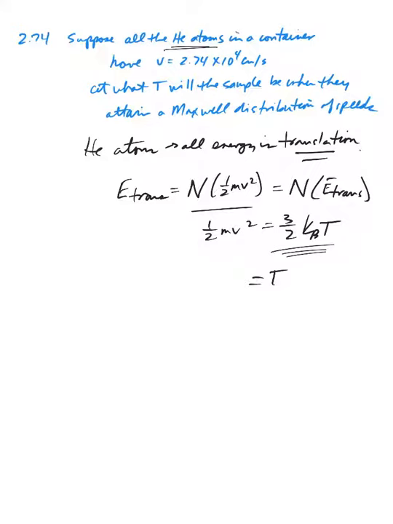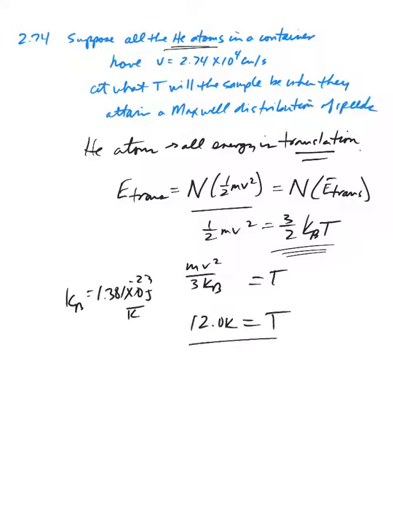If I put T all by itself, put mv squared over, what do I want to do here? The 2's cancel, so there's a 3 here, and a Boltzmann constant. Boltzmann constant is 1.381 times 10 to the minus 23 joules per K. I get a very, very cold temperature of 12 degrees Kelvin. That was a bit of a surprise, but that's the way it worked out.